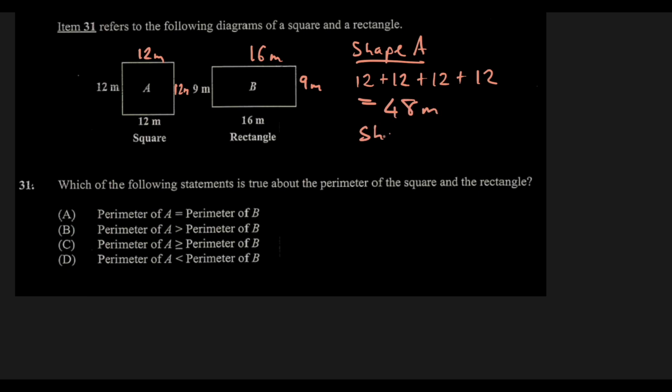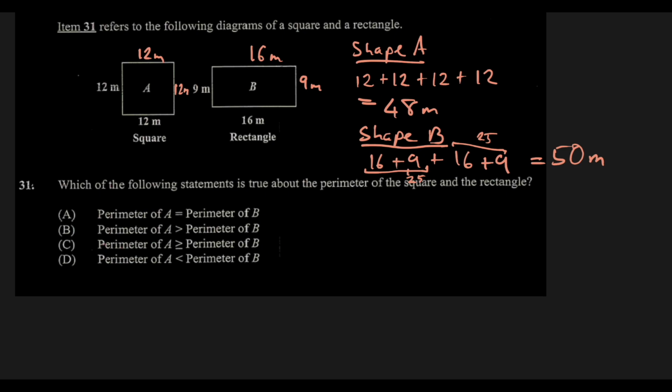Now shape B, what would that be? So shape B is going to be 16 plus 9 plus 16 plus 9. Now I could work this out saying 16 plus 9 is what? That's 25. And 16 plus 9 again is 25. So therefore this one would be equal to 25 plus 25, which is 50. So we could see that for this here, the perimeter is more than A. So shape B is more than A.